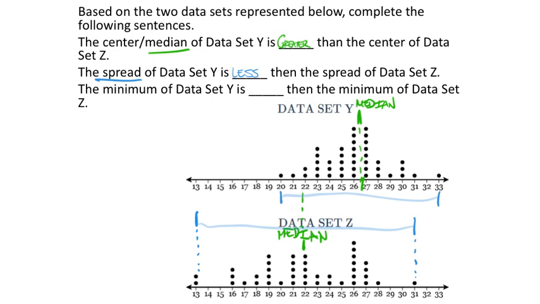And then last question is the minimum, which I can find. It was the leftmost point here for either of these. So for set z it was 13. For set y, it's 20. Now again, it's comparing set y with set z. So set y compared to set z, well, it's to the right for its minimum, which makes it greater than. The minimum of set y is greater than the minimum of set z. Done.